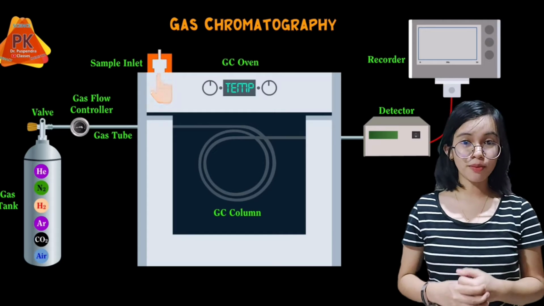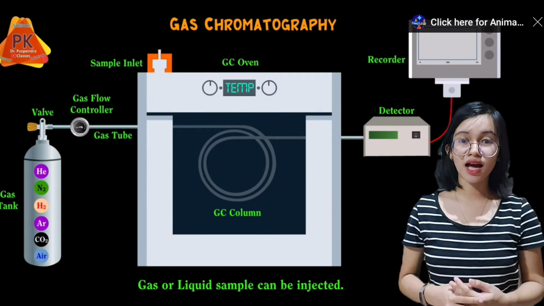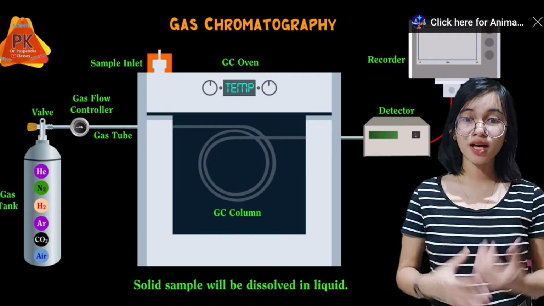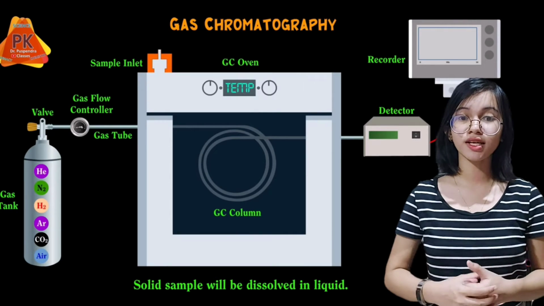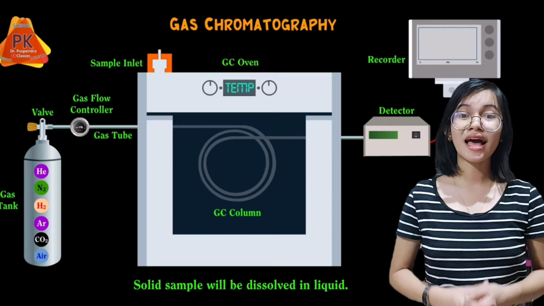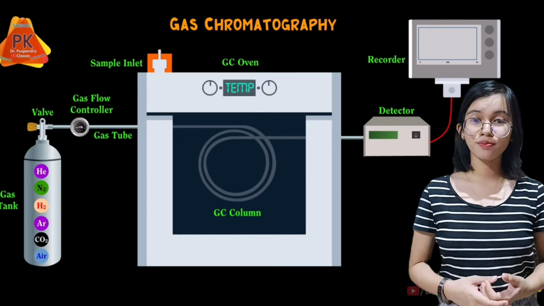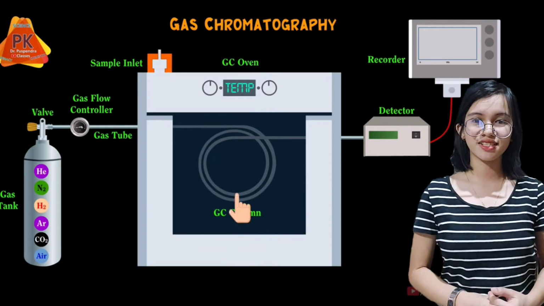Now, coming to the sample inlet, where we can inject a gas or liquid sample. If the sample is solid, then it will be dissolved in a liquid and converted into a liquid sample and then injected. Next part of the GC instrument is the GC column.